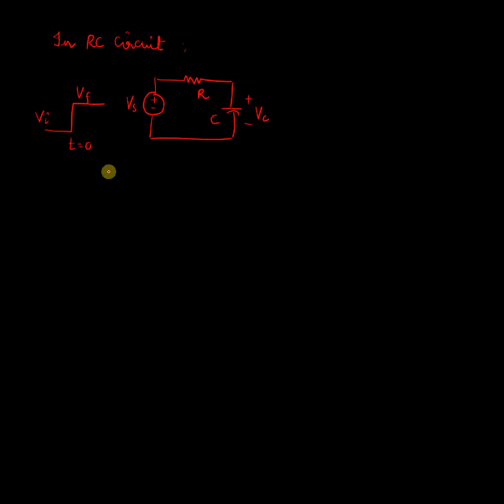So when we do the analysis for this particular circuit, we say that the source voltage Vs abruptly changes from the voltage Vi to voltage Vf at time t equal to 0. So let us analyze for each and every instant.